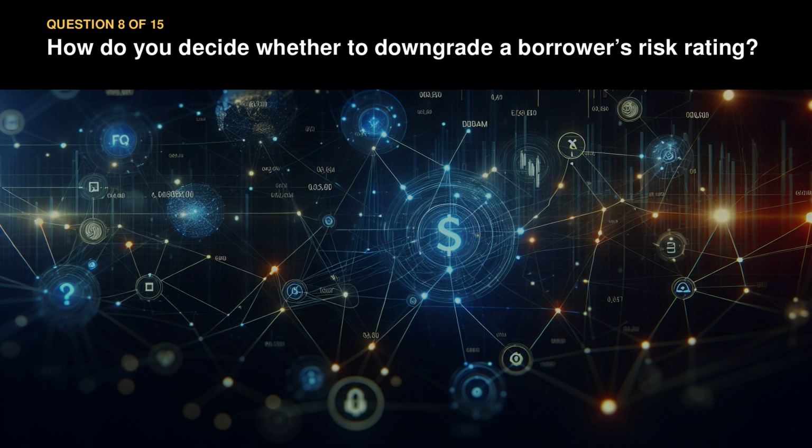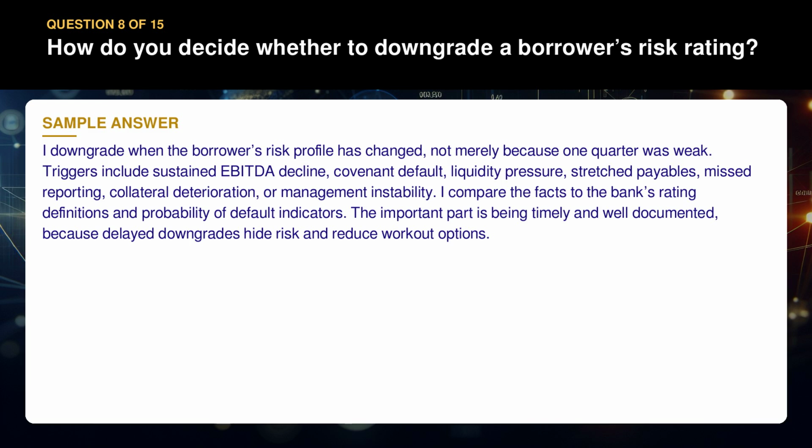Question 8. How do you decide whether to downgrade a borrower's risk rating? I downgrade when the borrower's risk profile has changed, not merely because one quarter was weak. Triggers include sustained EBITDA decline, covenant default, liquidity pressure, stretched payables, missed reporting, collateral deterioration, or management instability. I compare the facts to the bank's rating definitions and probability of default indicators.